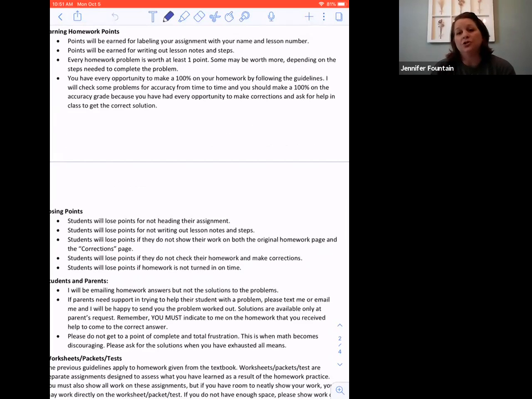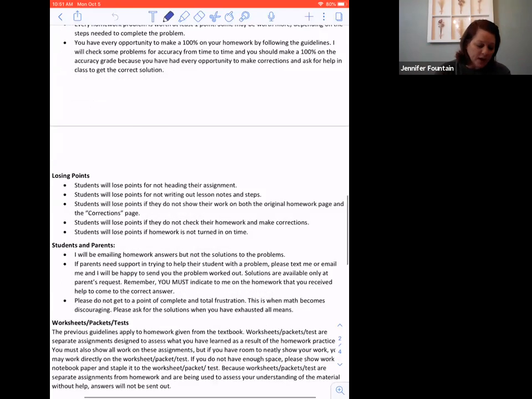So let's say I choose to look at numbers 3 and 10. Okay, what I'll do is I'll circle them on your work so you know which ones I was grading for accuracy. And on number 3, if I see on your original work that you missed that, I'm going to be looking for it on your corrections page. If you corrected it and got it right there, then you've gotten all your points. I'm not going to count it wrong if you have made the correction on a correction page. So every opportunity to make 100 on this homework.